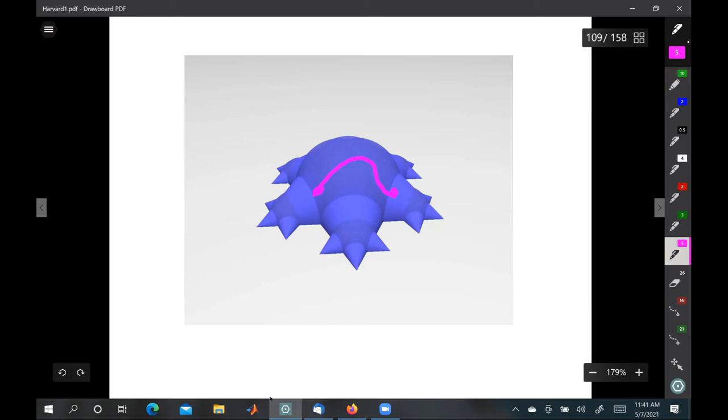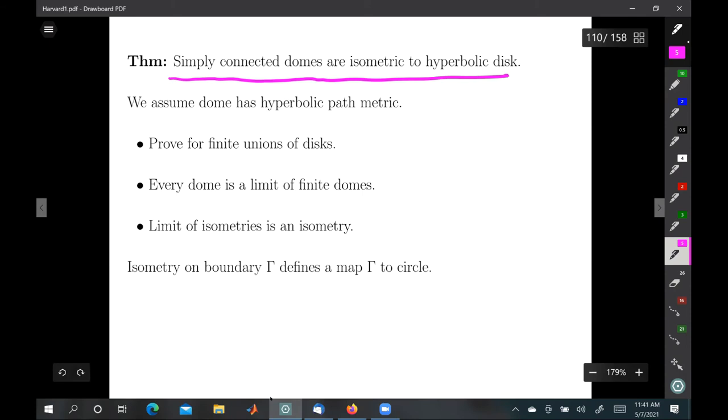Actually, there's several paths, but one of them has shortest hyperbolic distance. And so the dome has a natural metric, which is the path metric in the hyperbolic distance. And what Thurston observed is that with that path metric, this is just the same as the hyperbolic disk. It's the same surface, it's isometric.